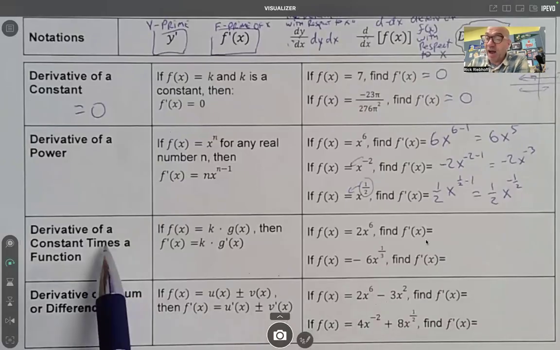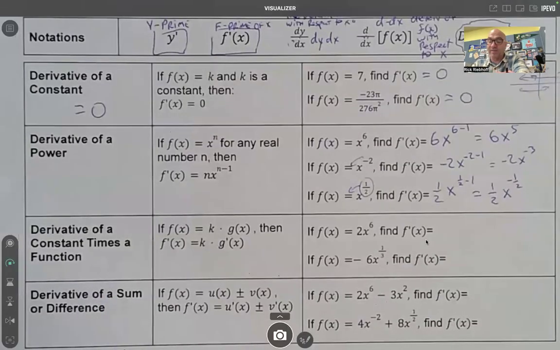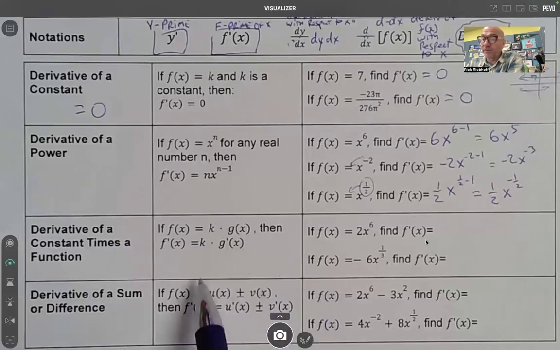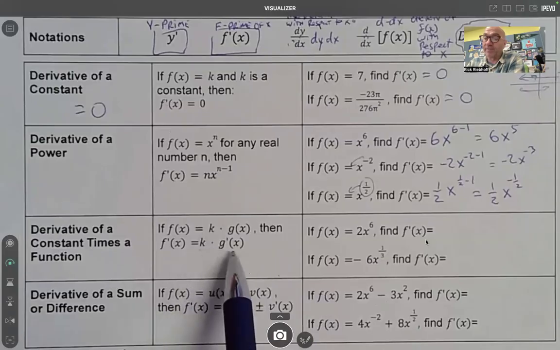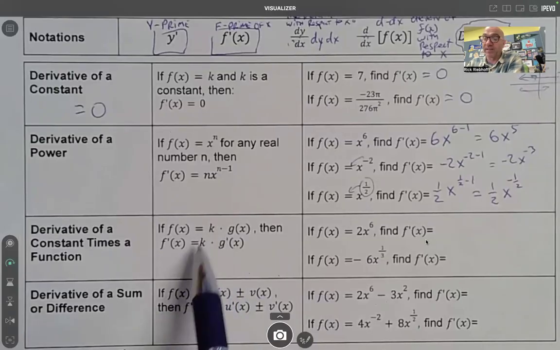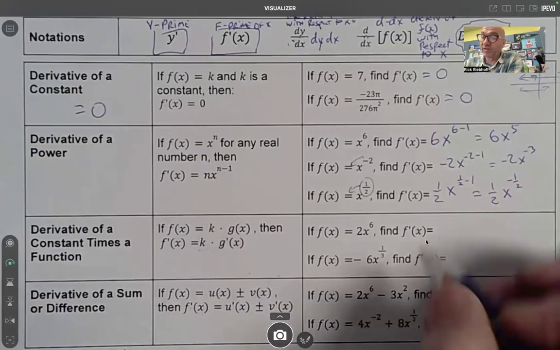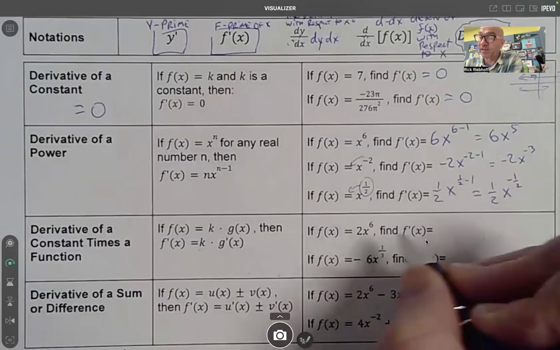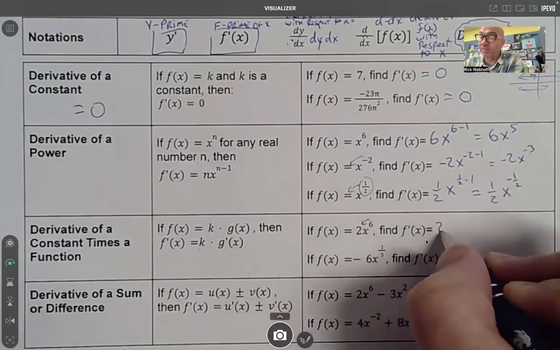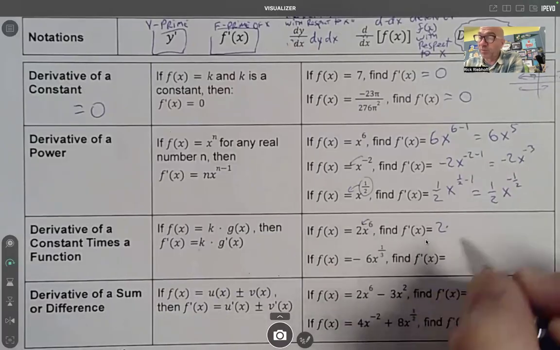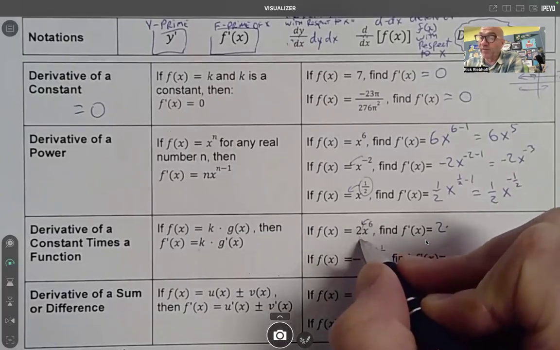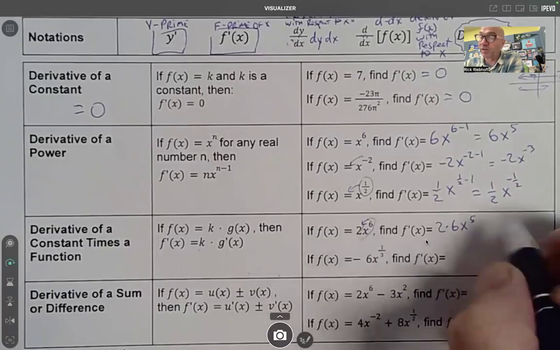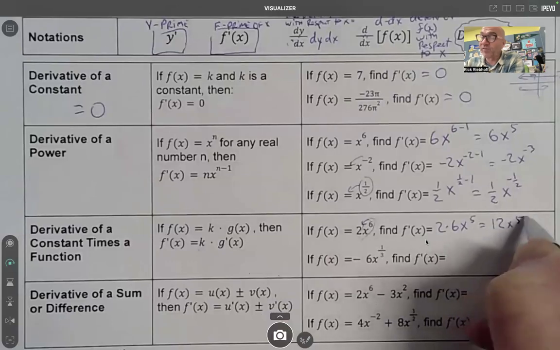All right, here we go. Derivative of a constant times a function. So if I have k times g of x, then the first derivative is just k times g prime of x. That multiplier stays out there, and I find the derivative of this. So if I have f of x equals 2x to the 6th, this 6 is going to bounce out. So I keep the 2 out there, I'm going to multiply it by the derivative of just this. So 2 times 6x to the 5th, 6 minus 1 is 5. So that's going to be 12x to the 5th.